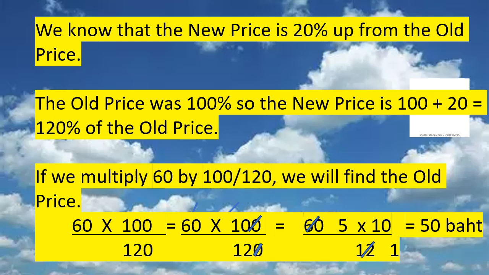If we multiply 60 by 100 over 120, we will find the old price. So 60 times 100 over 120, we can cross out a 0 on the top and a 0 on the bottom. So now we have 60 times 10 on the top and 12 on the bottom. We can divide 12 and 60 by 12. So 12 into 12 on the bottom equals 1. 12 into 60 on the top equals 5. So now we have 5 times 10 on the top and 1 on the bottom. 5 times 10 equals 50. So our answer is 50 baht.